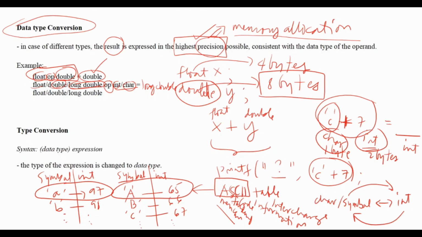So since this is numeric addition, what will be used in behalf of this symbol C is the numeric or the integer value of C, which is, what is small c? It is 99, right? Because small a is 97, small b is 98, small c therefore is 99. So this would be 99 plus 7.